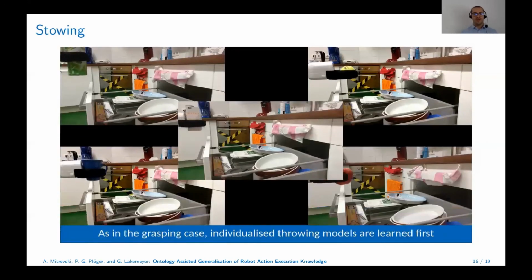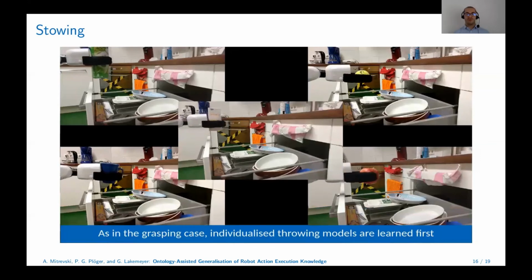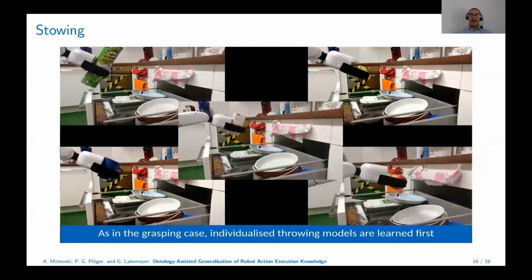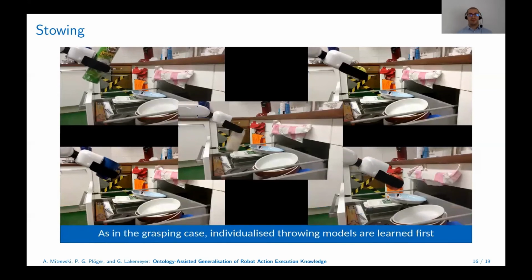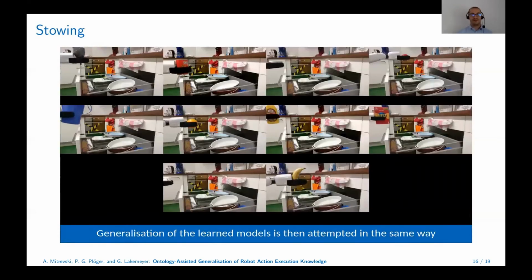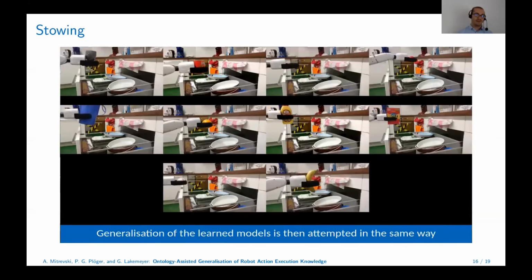We model the stowing action by the position at which the robot releases the object, which is calculated relative to the bounding box of the drawer, as well as the wrist orientation at which the object is released. Stowing models are learned for the same objects as in the grasping experiments, and the remaining objects are then used for the generalization trials.